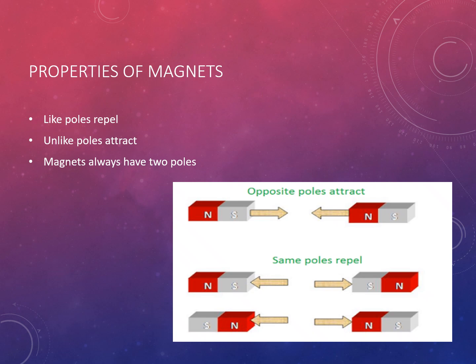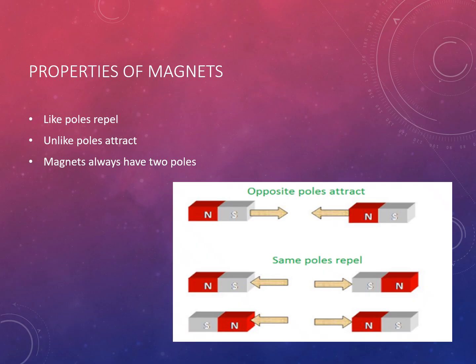Now let's learn about the properties of the magnet. The first property of the magnet is that like poles repel each other. This means when a North Pole meets a North Pole or a South Pole meets a South Pole, they push each other away. Next, the second property is that unlike poles attract each other. When the north pole of one magnet comes near the south pole of another magnet, they pull towards each other.